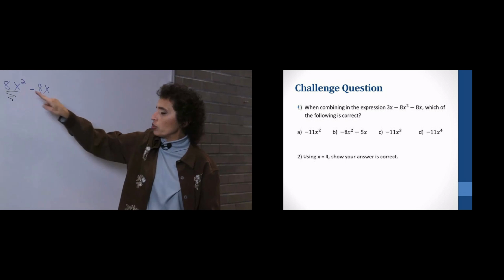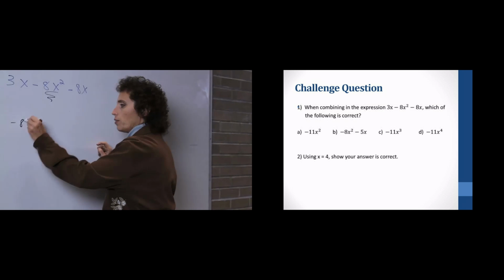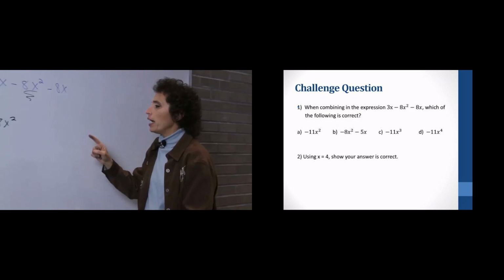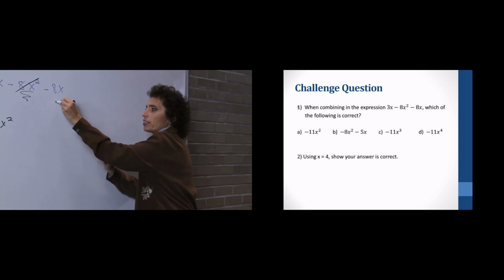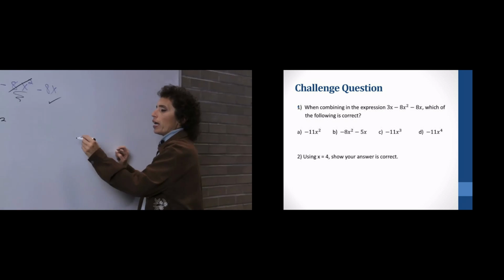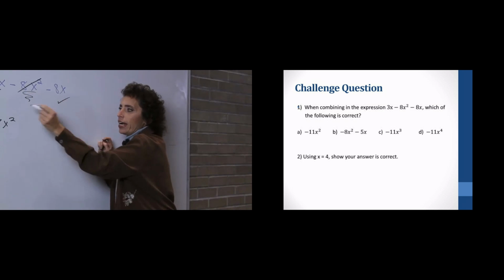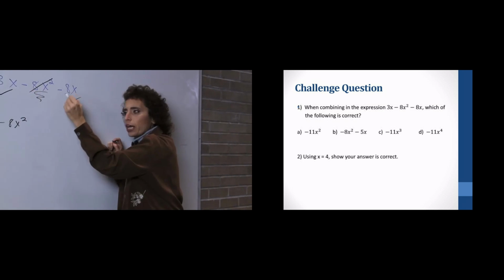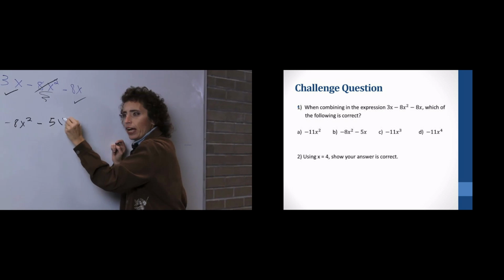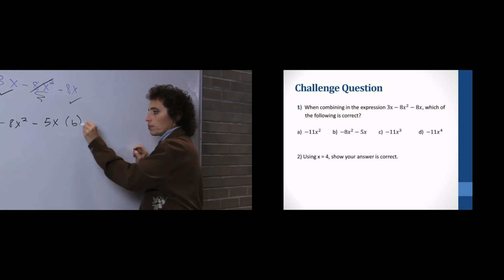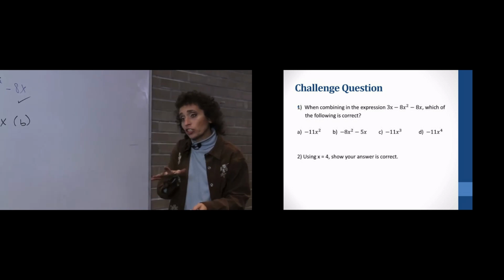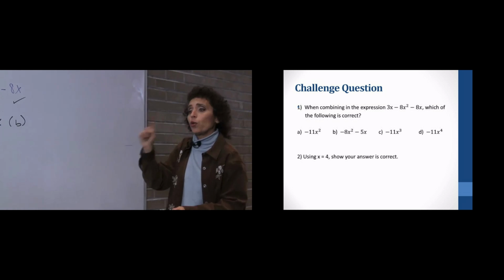Negative 8x squared has no friends, so negative 8x squared. But now I'm going to look at this other term, 3x. 3x has a friend. It's right there. So we have 3x minus 8x. So I have 3x, but I owe you 8x, so I owe you 5x. So if you look on your screen, that is choice B.